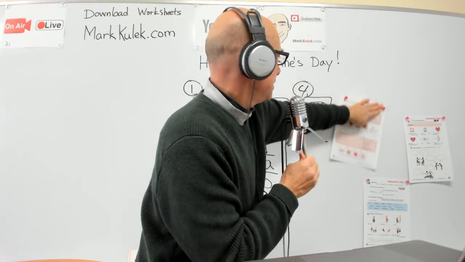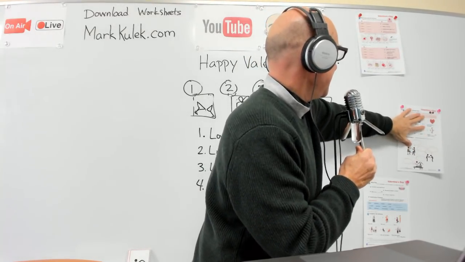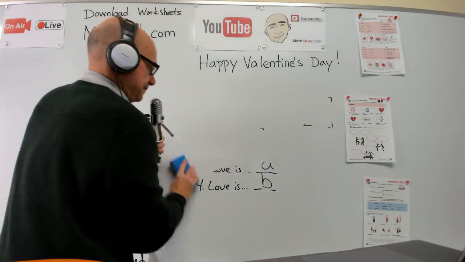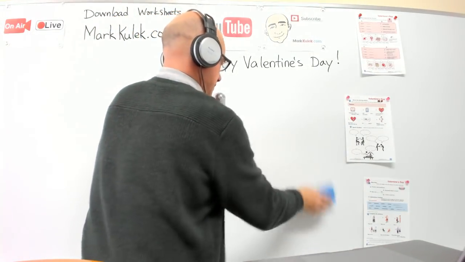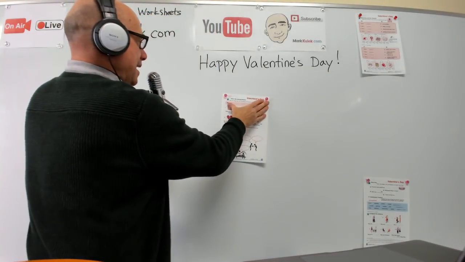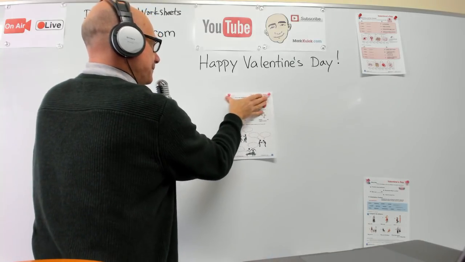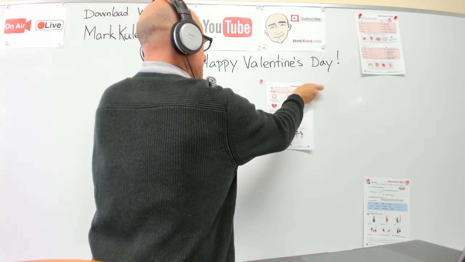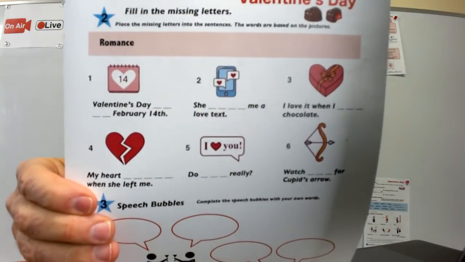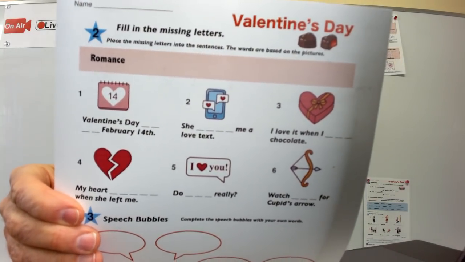Let's go to the second page. Put this up here. This goes up. Okay, page two. Let me erase this so we could do two. Okay. Two. Romance. Fill in the missing letters or missing words, okay? So I'll show you this on the camera, and then this will be easier for me. I could just do this on the whiteboard here. So the directions are fill in the missing letters.